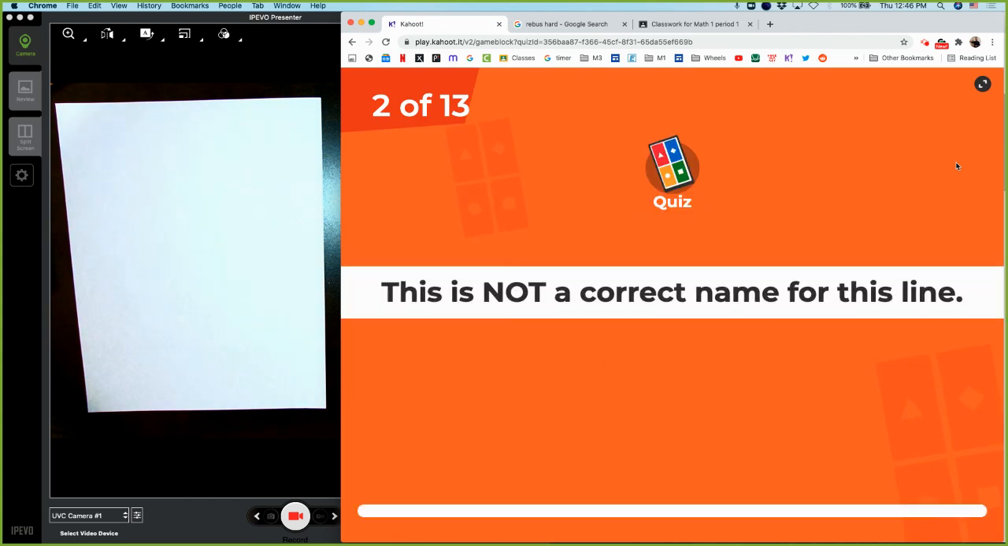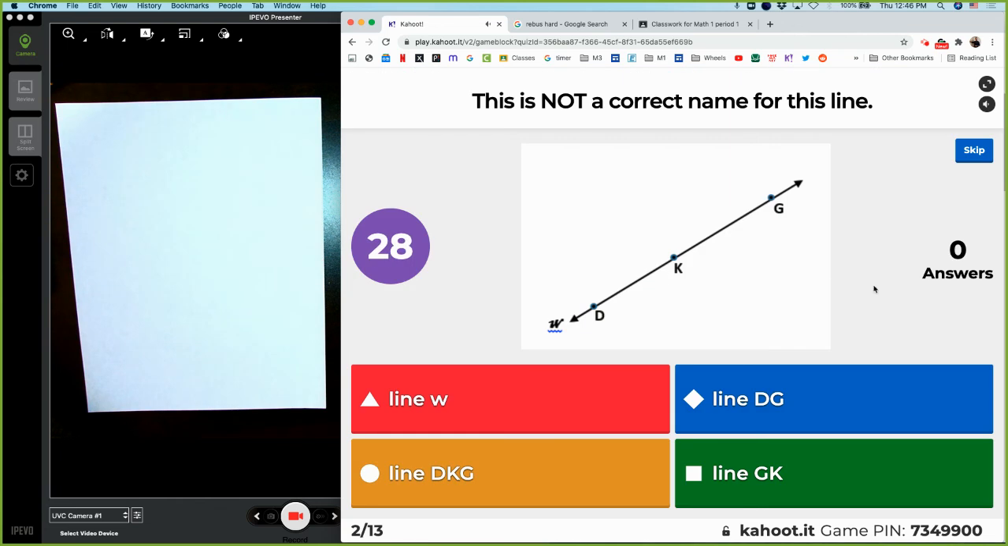This is not a correct name for this line. Look at your notes for a line. How can we note a line? It's not a correct answer. There are 3 that could work.